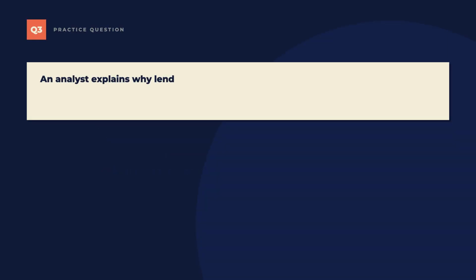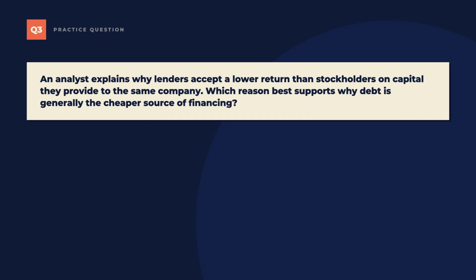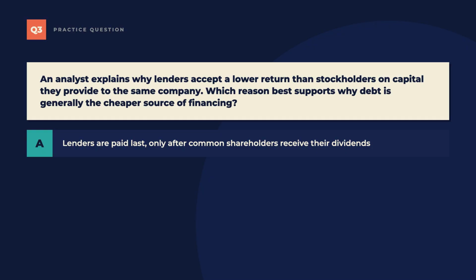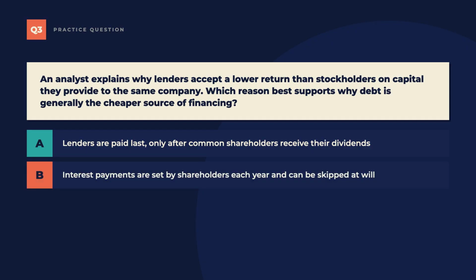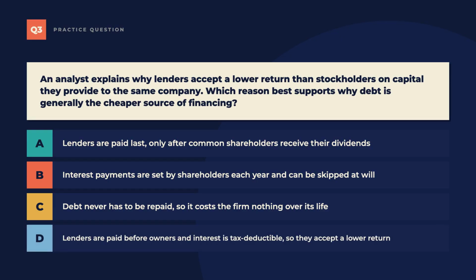Question 3. An analyst explains why lenders accept a lower return than stockholders on capital they provide to the same company. Which reason best supports why debt is generally the cheaper source of financing? Your options are: A. Lenders are paid last, only after common shareholders receive their dividends. B. Interest payments are set by shareholders each year and can be skipped at will. C. Debt never has to be repaid, so it costs the firm nothing over its life. D. Lenders are paid before owners and interest is tax deductible, so they accept a lower return. Before I reveal it, which one do you think is right?